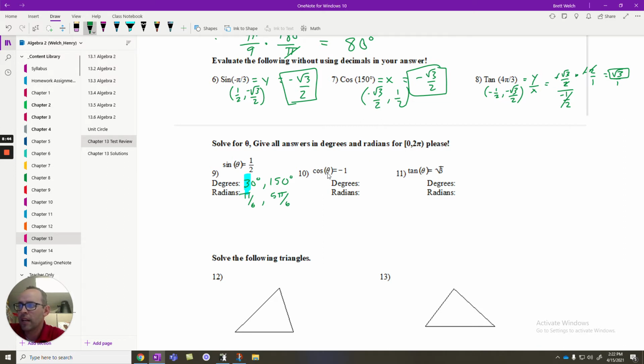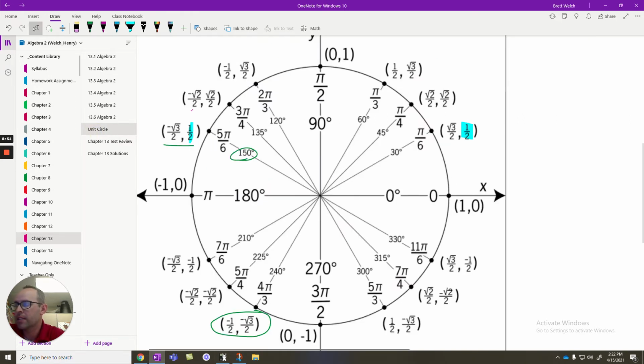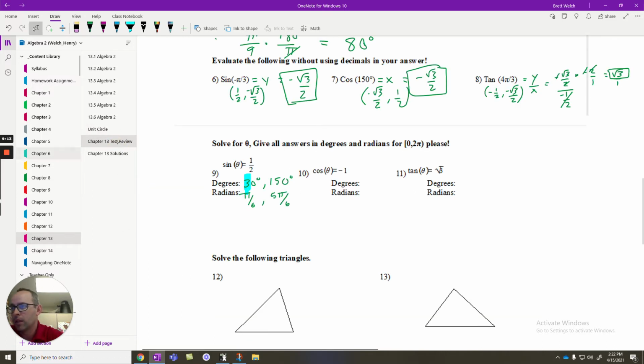The next one, cosine of theta equals negative 1. That's the x equaling negative 1. Well, if I go back over here to my unit circle, I'm looking for the x to be negative 1. There's a spot right here where x is negative 1. Cosine is supposed to move up and down to find our second answers. Well, there isn't another place where cosine is going to equal negative 1. You can look at all the ordered pairs. It never happens again. So my answer is only going to be 180 degrees and pi. Over here, we'll do 180 and pi.